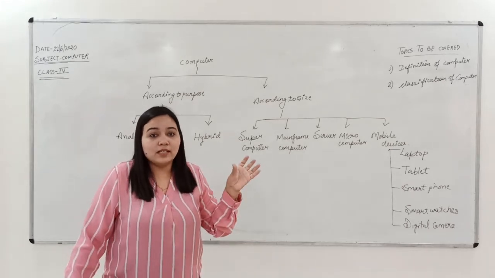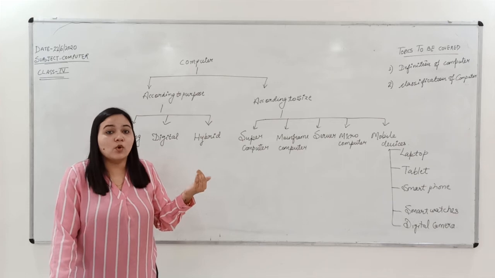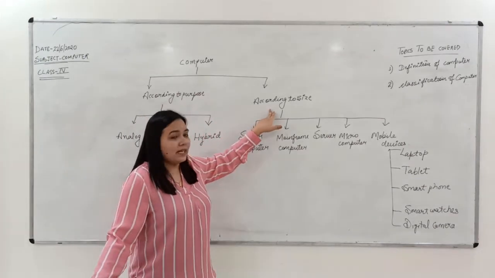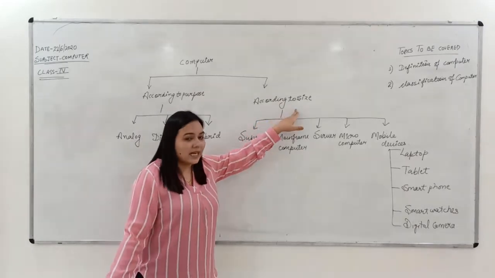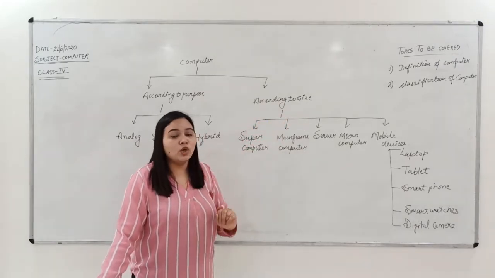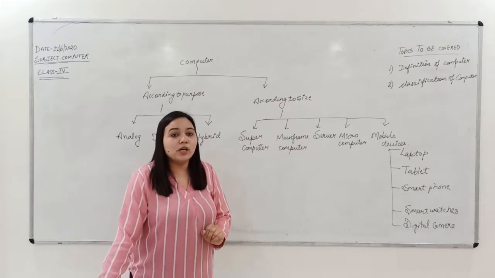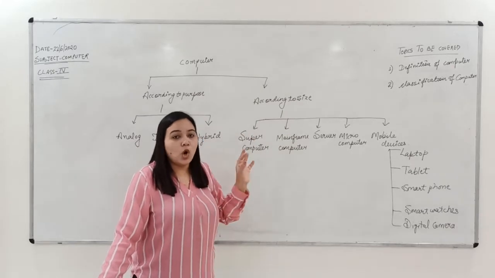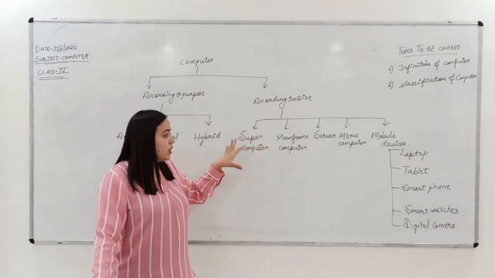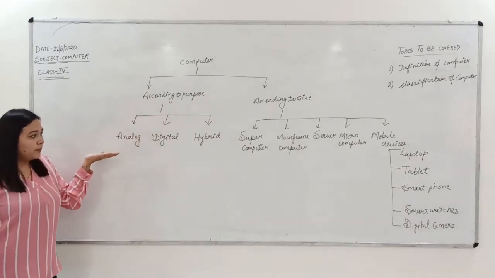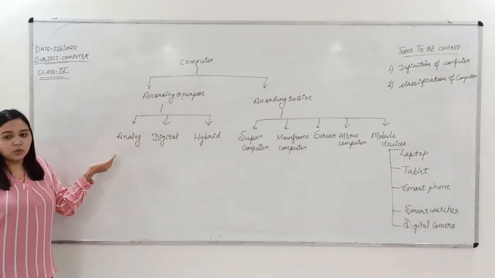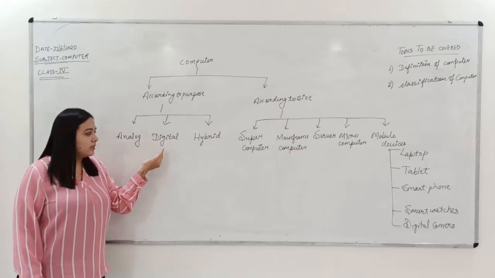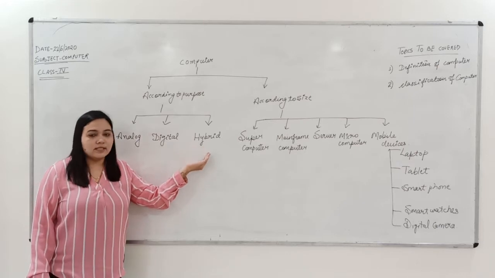So the first category is, we will be classifying computers according to the purpose they solve. Then the second category is according to the size, which means that a computer is not always of the same size. A computer comes in various shapes and sizes. So we are going to divide the computers on the basis of their sizes. According to purpose, we can classify a computer in three categories. First is analog, second is digital, and the third is hybrid.